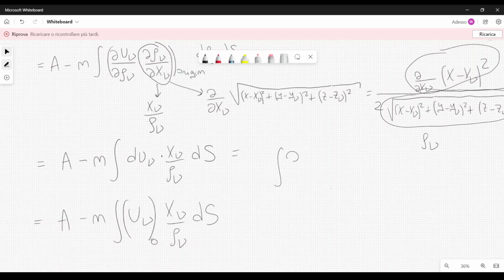So let me write it here. Integral du_ν/dx_ν, differential of the volume, equal to the integral u_ν x_ν over ρ_ν ds. And remember to evaluate this at the origin, but we will do that later. I'm not interested in that part. I'm interested here in showing how to prove this more rigorously.